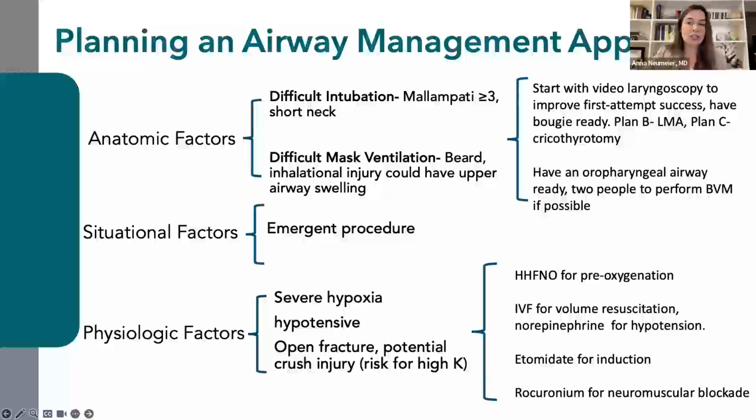For pre-oxygenation, adding heated high-flow nasal oxygen could support him, ensuring he's getting IV fluids for volume resuscitation and having norepinephrine present to support the hypotension. Given the presence of hypotension, using etomidate as your induction agent would be best. And then rocuronium for neuromuscular blockade, as the potential presence of hyperkalemia is a contraindication to succinylcholine.